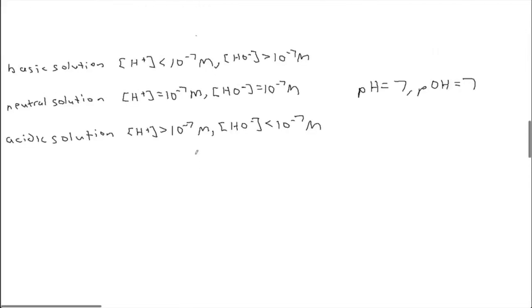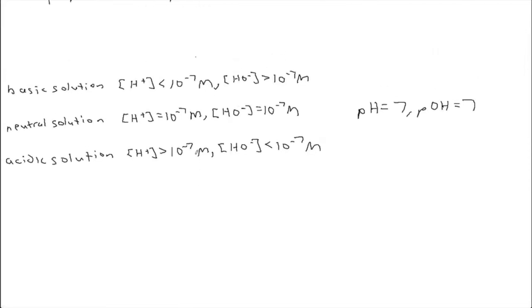All right, that was a little digression. I had forgotten to mention that before. So let's go back to our table here. What can you tell me about the pH for an acidic solution? The pH for an acidic solution would have a number less than 7. And what can you say about the pOH in an acidic solution? It would be greater than 7.